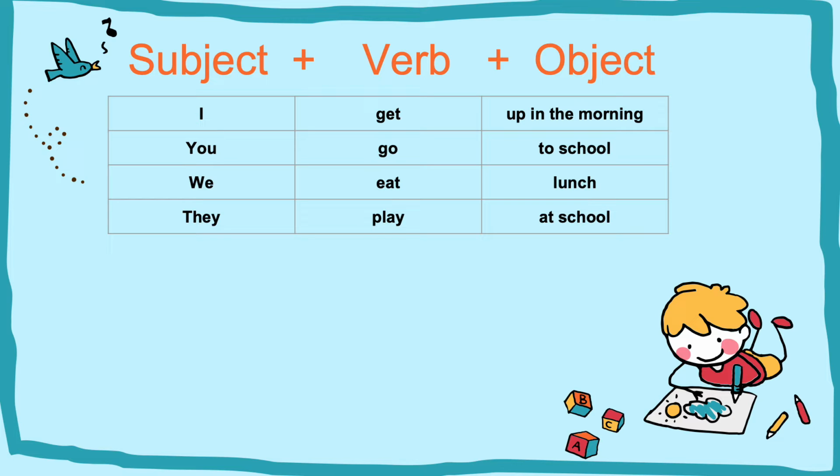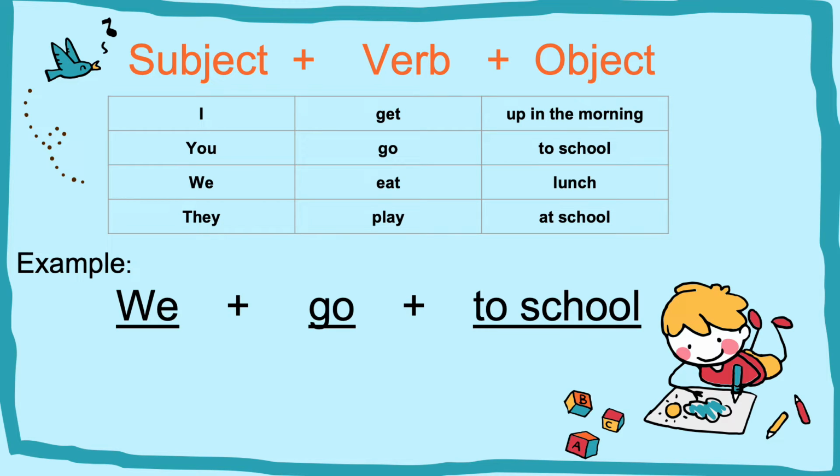Next example, you go to school. You is the subject, go is the verb, to school is the object. Next, we eat lunch. We is the subject, eat is the verb, lunch is the object. Lastly, they play at school. They is the subject, play is the verb, at school is the object.